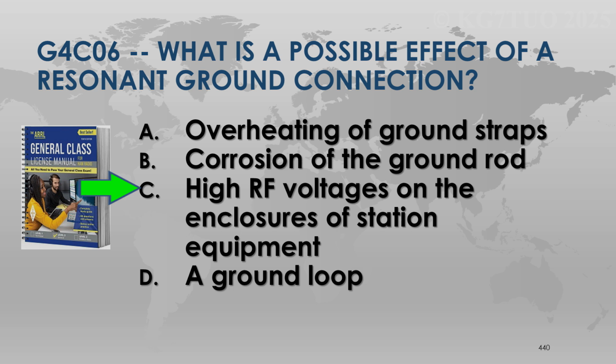High RF voltages on the enclosures of station equipment, because you have a resonant RF signal coming out and it's going, ooh, there's a metal enclosure, let's hit that, get some juice on it. Okay. Ground loop is actually a thing, but it's not this thing.